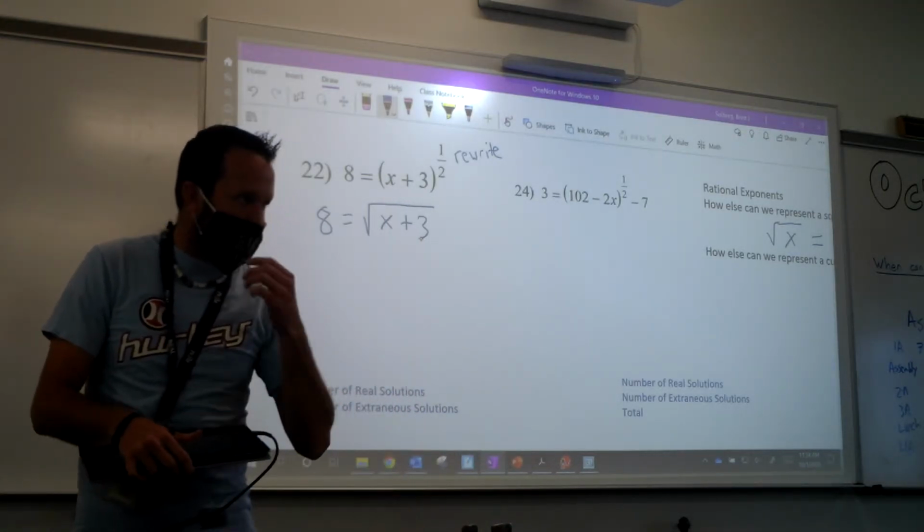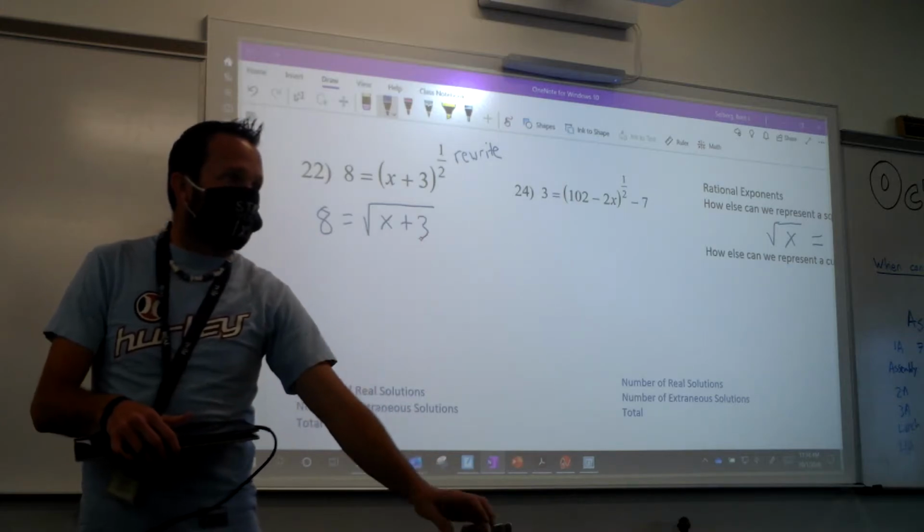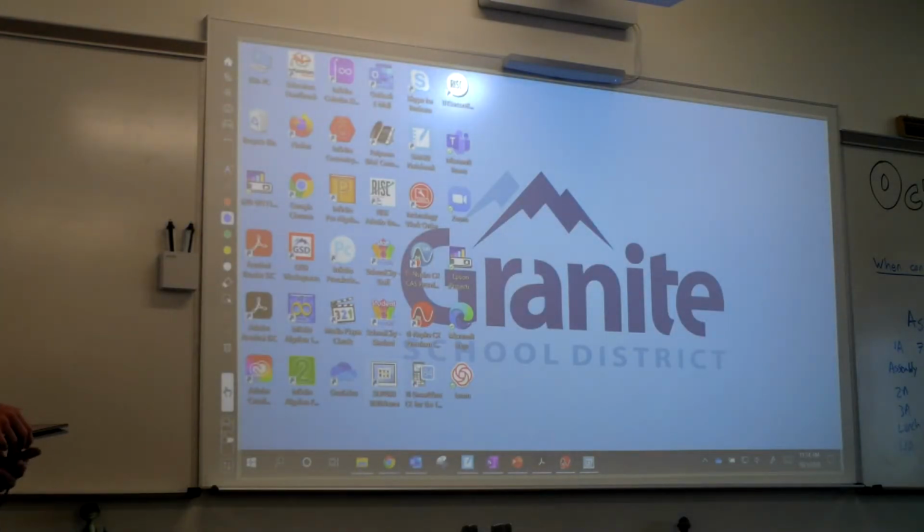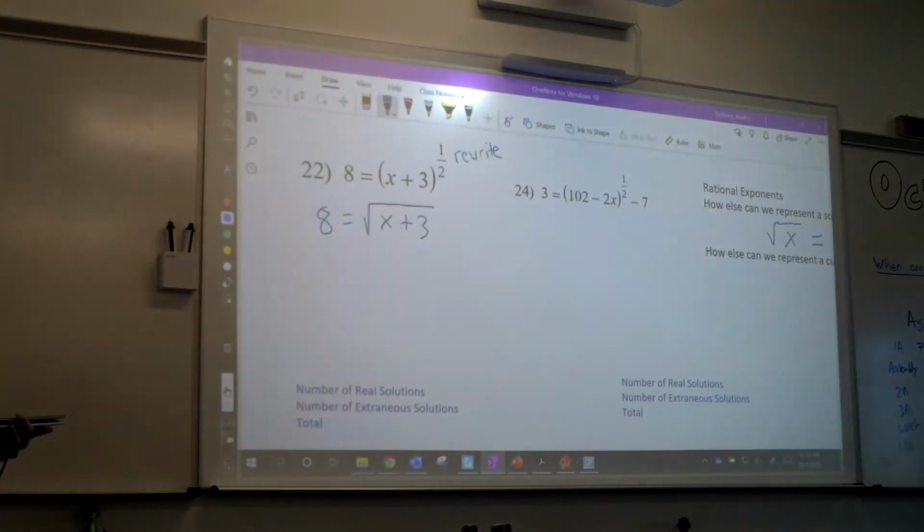So let's go to Melissa on this one. So Melissa, I got rid of our notes. Is our square root isolated? How do we get rid of our square root? Square it. 8 squared is 64. And then here we're going to have the square root and the square cancel. So that's just going to leave us with x plus 3. All right, keep going, Melissa. How do I solve it?